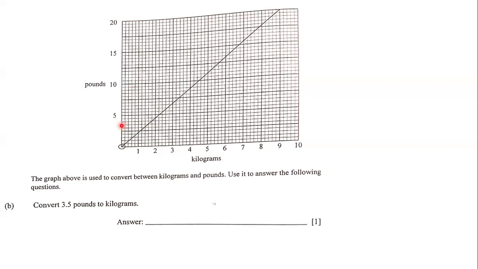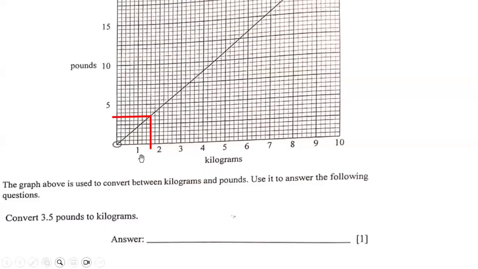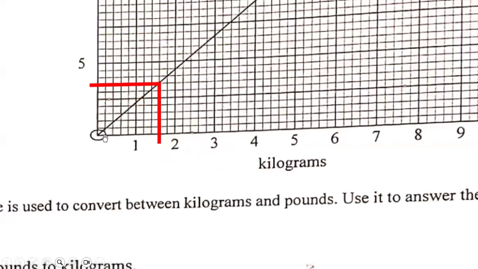So 3.5 is going to be right here, so we put a line across. And then we're going to put a line down. When we have this line down, we have our measurement on the x-axis. So we have to figure out what this number on the x-axis is. What is this number in kilograms? And so let's zoom in.